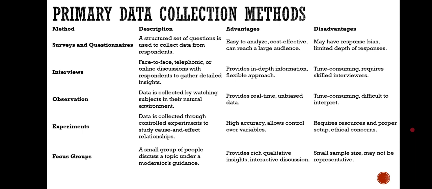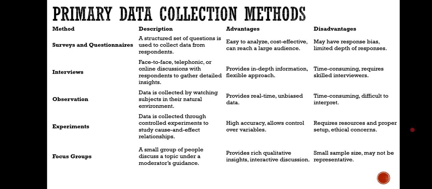So that's why it's time consuming. Next method we have is the observation method. Data is collected by watching subjects in their natural environment. Okay, so now what are the advantages of this one? It provides real-time unbiased data. And what are the disadvantages? It is time consuming and difficult to interpret.